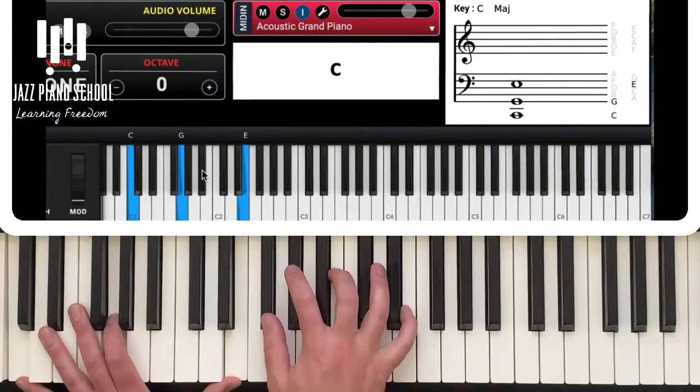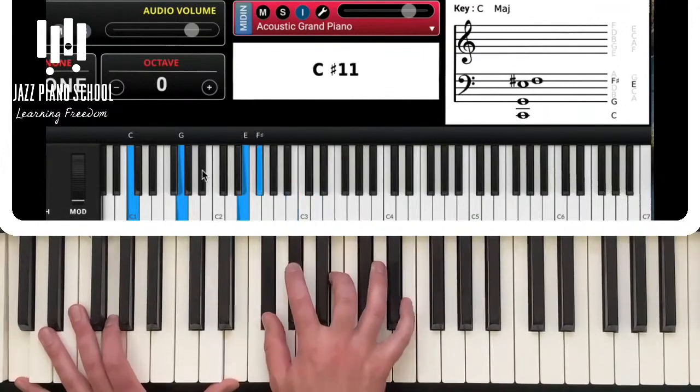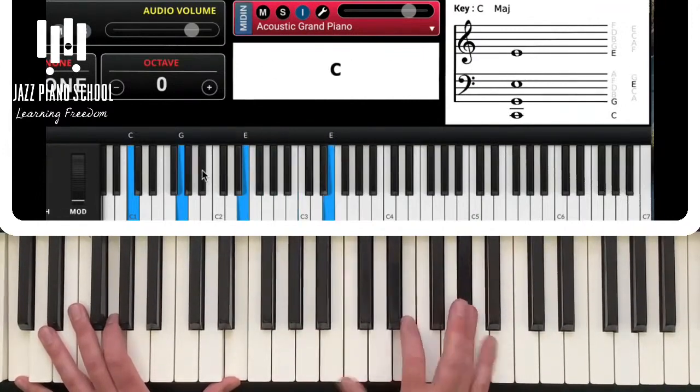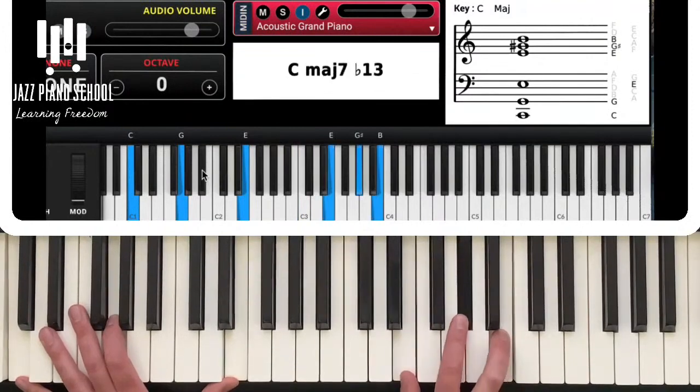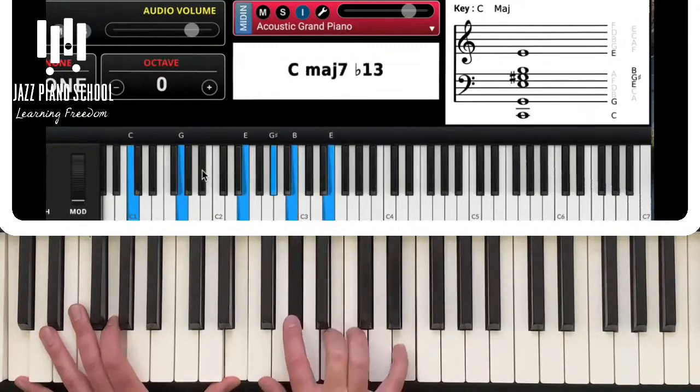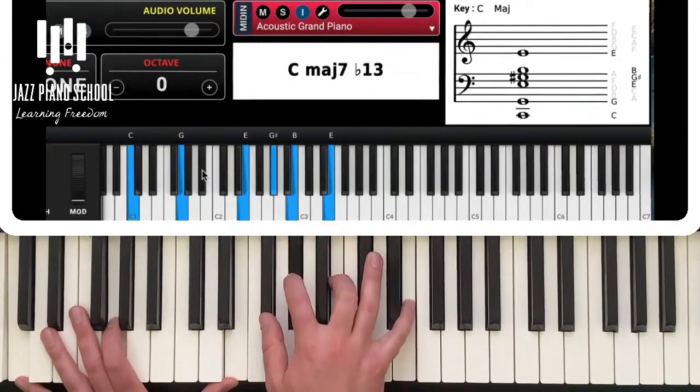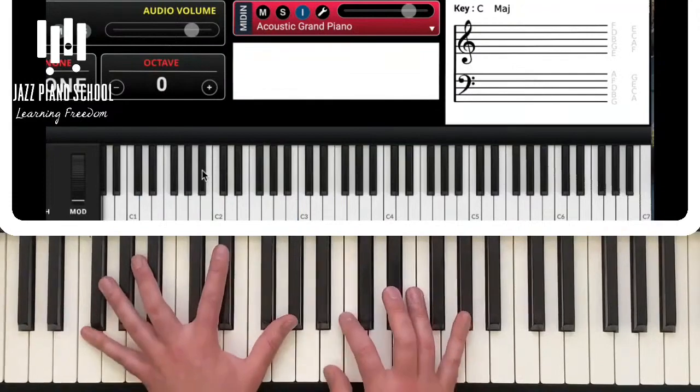Now again, what is this that I'm playing right here? This is my E major triad, right? This is an upper structure in itself, but I added an extension to make it more colorful, the sharp 11. So again, All the Things You Are, right?